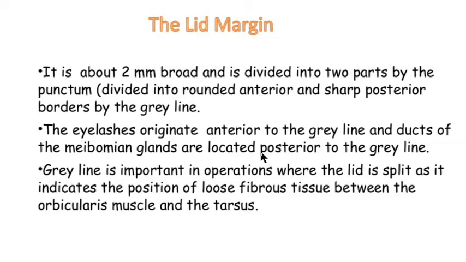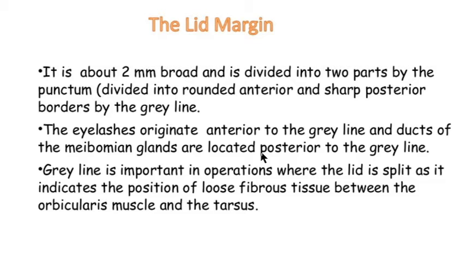Now we come to the lid margin. The lid margin is about 2 mm broad, and it is divided into the rounded anterior and the sharp posterior borders by the gray line. The gray line is very important. It is important in operations where the lid is split, as it indicates the position of the loose fibrous tissue between the orbicularis muscle and tarsus. The eyelashes originate anterior to the gray line, and the ducts of the Meibomian glands are located posterior to the gray line. You need to know this.